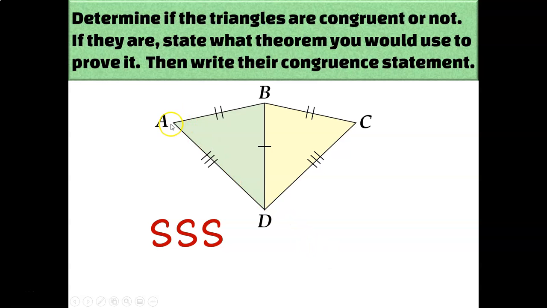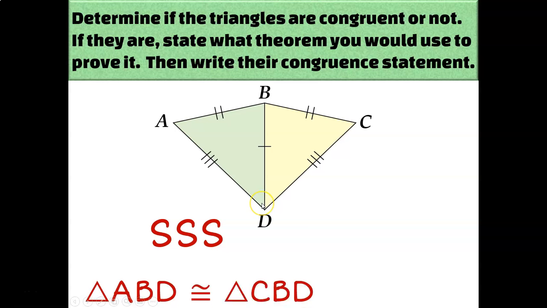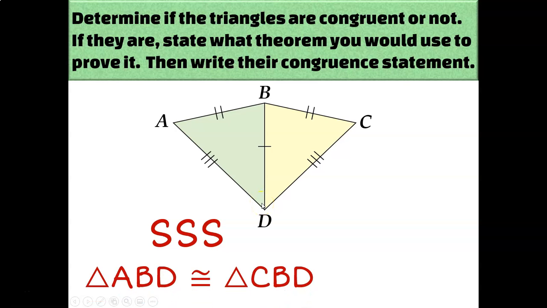If I call the first triangle ABD, well, A is across from the single marking, B is across from the triple marking, and D is across from the double marking. So I went single, triple, double. So I have to do the same thing on the other side, across from single, across from triple, and across from double. So I could say that triangle ABD is congruent to triangle CBD.